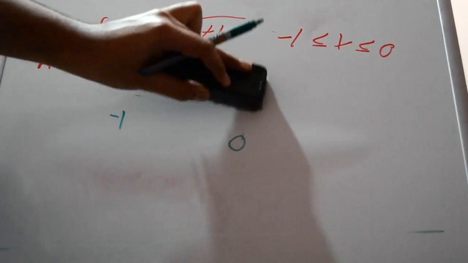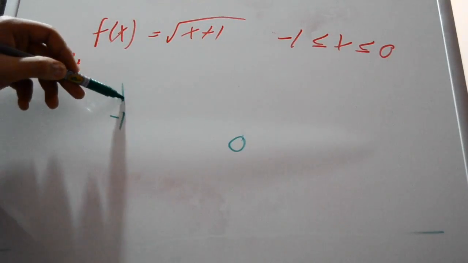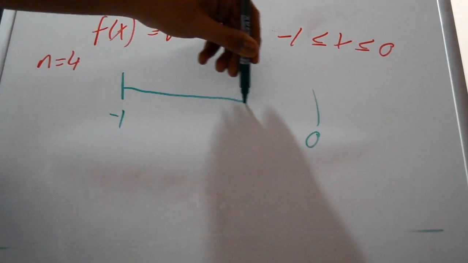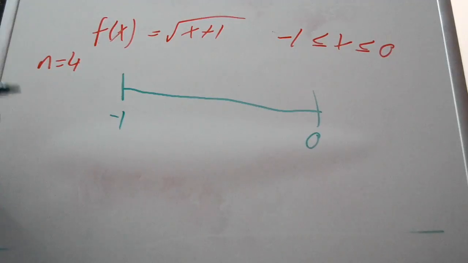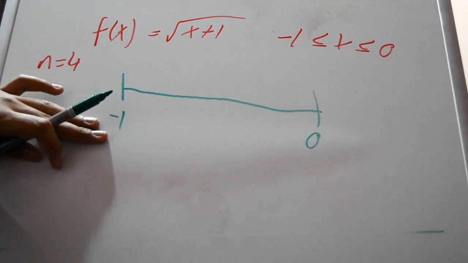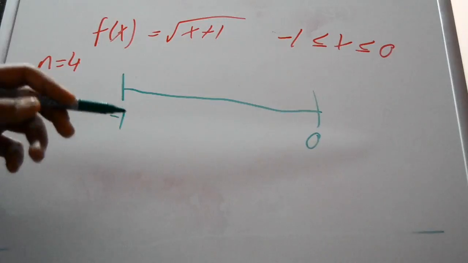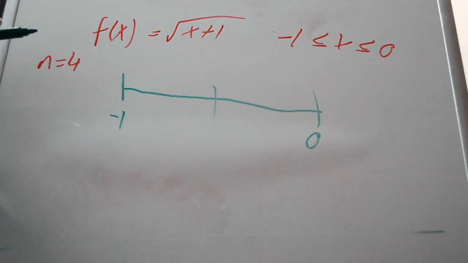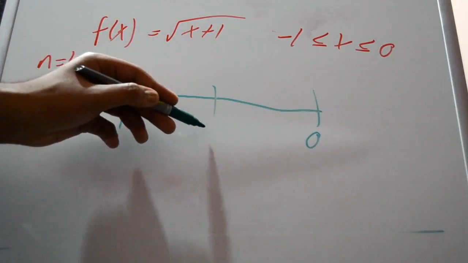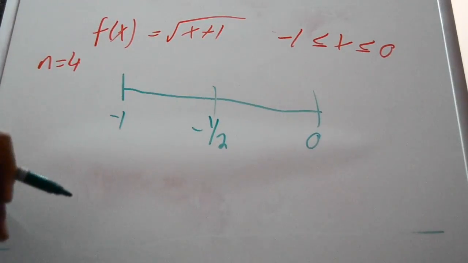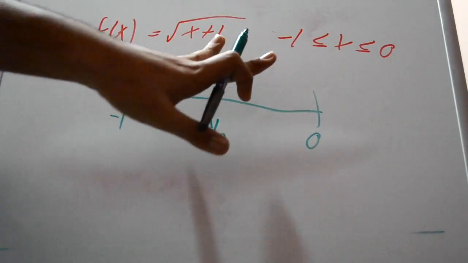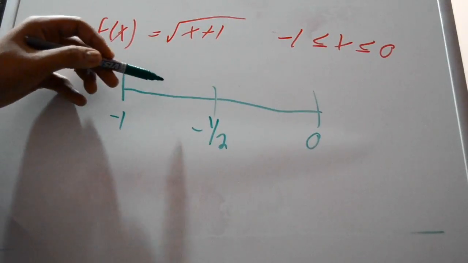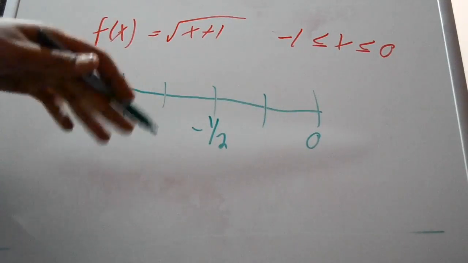Let me draw this a little bit more straight for you. Maybe let's extend it a little more to get some more real estate, because this one is going to have 4 subintervals. As you can see, we're going from negative 1 to 0. The only number in between is negative 1 half, right there. So we went directly in between. We have 2 intervals now, from negative 1 to negative half to 0. They're equally spaced.